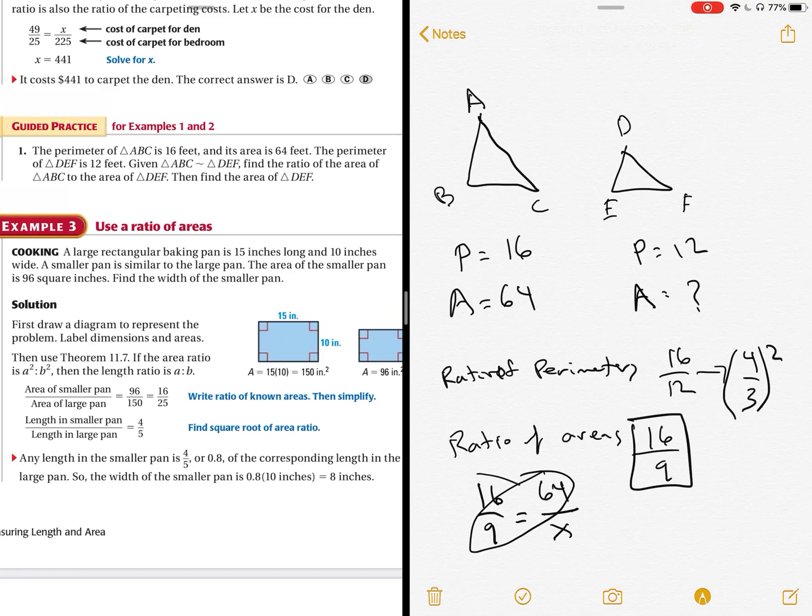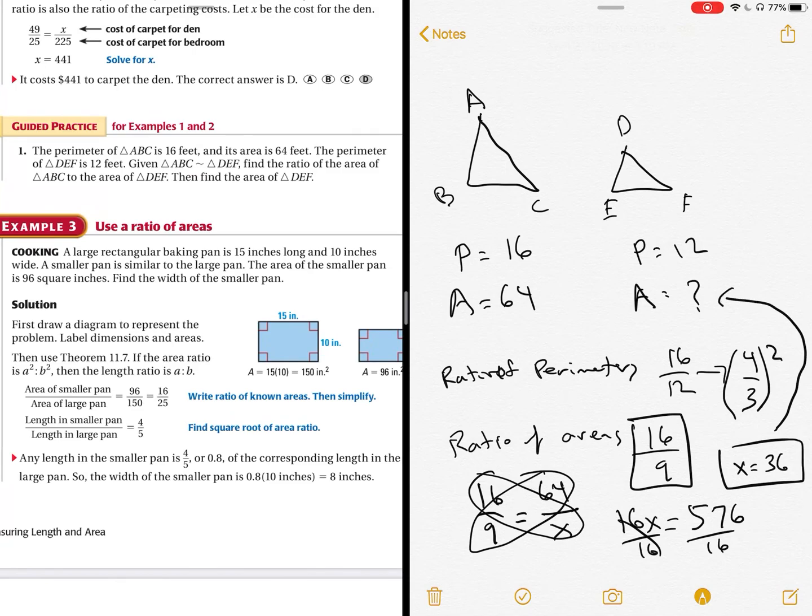So we're going to cross multiply, so 16 times x is 16x. 64 times 9 is 576. I'm going to divide that by 16. And so that comes out to be 36. All right, so 36 would be our area for that smaller triangle. All right, so that's it for that one.